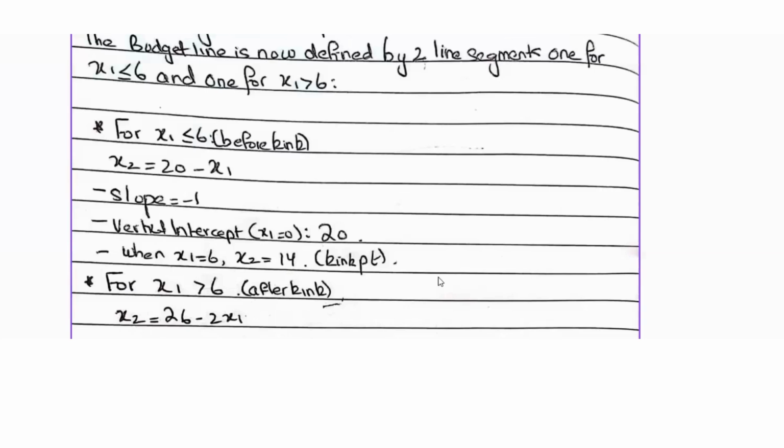Now, before the kink, we are interested in finding what the vertical intercept is, and after the kink, we're interested in finding what the horizontal intercept is to plot it. So with the horizontal intercept, we just put the variable on the y-axis, which is x2, as 0, and it will turn out x1 is 13.